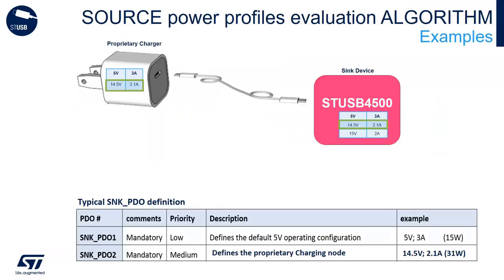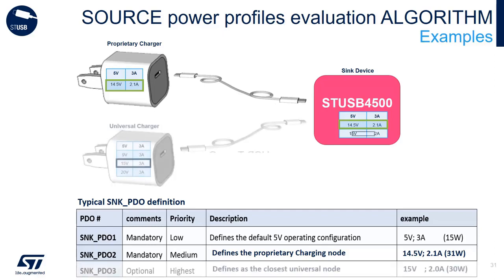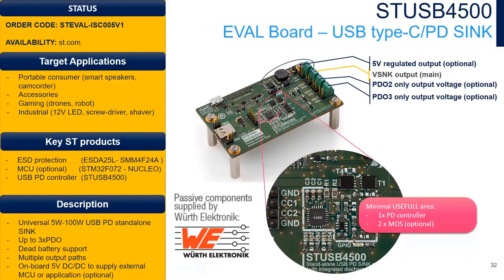The 5 volt at 3 amp power profile is mandatory by the standard, so that is always the PDO0 profile. But up to 2 custom power profiles can also be configured in NVRAM. That enables support for a custom charger as well as a universal charger. A fully featured evaluation board is also available for convenient hardware and optional software prototyping. With this particular board, you can access the main power path, but we've also included additional FETs, which are controlled by the ST-USB4500 device, and this allows the power to be routed differently depending on which power profile is established.